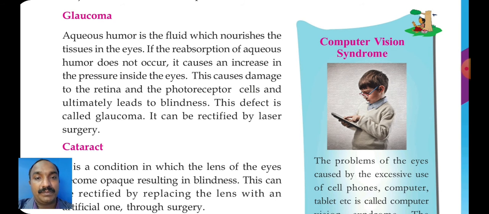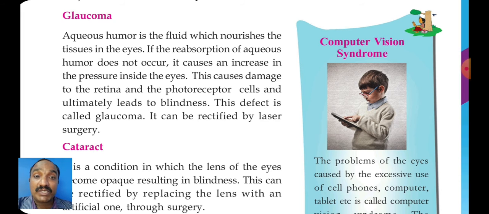It is formed from blood and reabsorbed back into blood. What is the function? It gives oxygen and nutrients to the cells of the eye. That we studied already. Now, when the reabsorption of aqueous humor is blocked, what will happen? Aqueous humor will accumulate in our eye. All the aqueous humor will be stored there, so the pressure in the eye will increase.